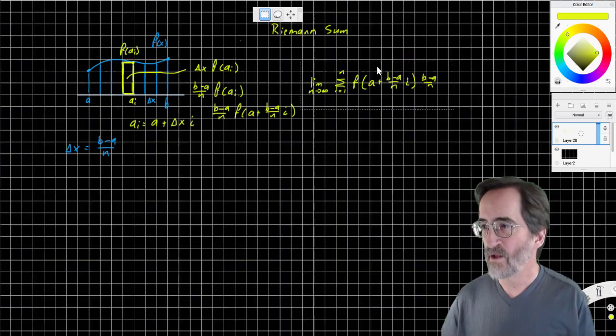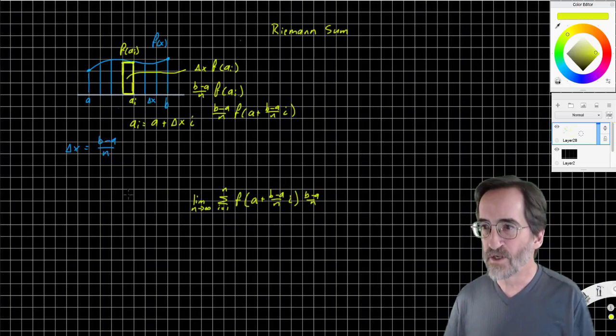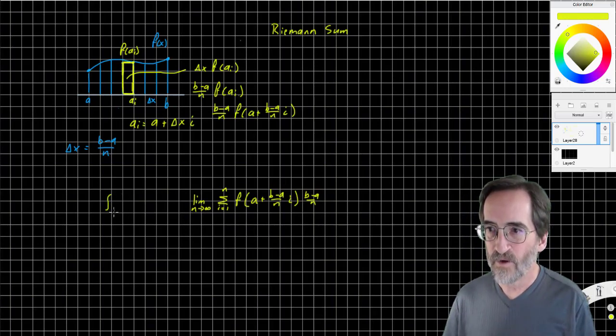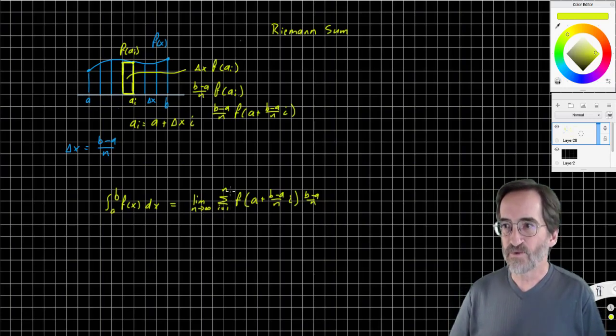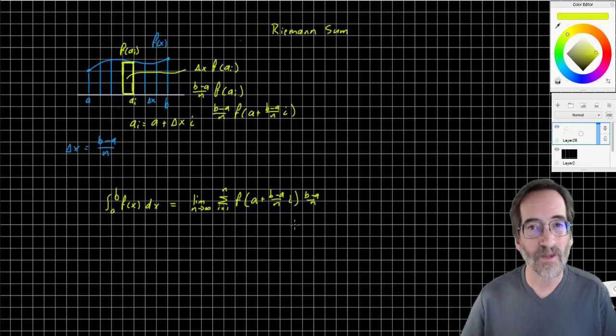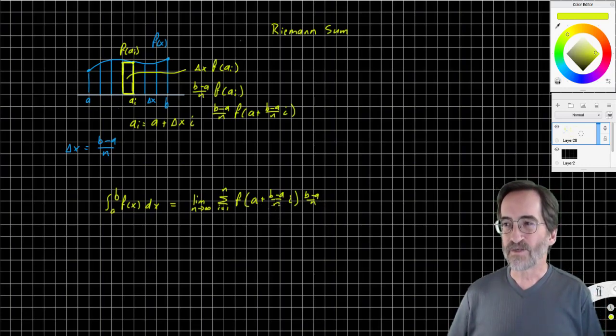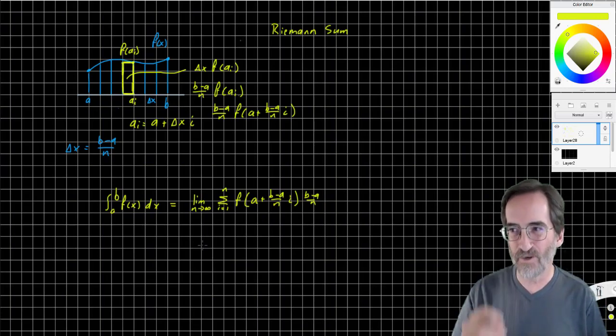Okay? So here we go. Let's rewrite this here a little bit. The definition of a definite integral, the integral from a to b of f of x dx is the limit as n goes to infinity of the sum from i equals 1 to n of f of a plus (b minus a) over n times i, times (b minus a) over n. Okay, and I believe the textbook put in delta x instead of (b minus a) over n, and then told you what delta x is. I prefer this notation a little bit better.